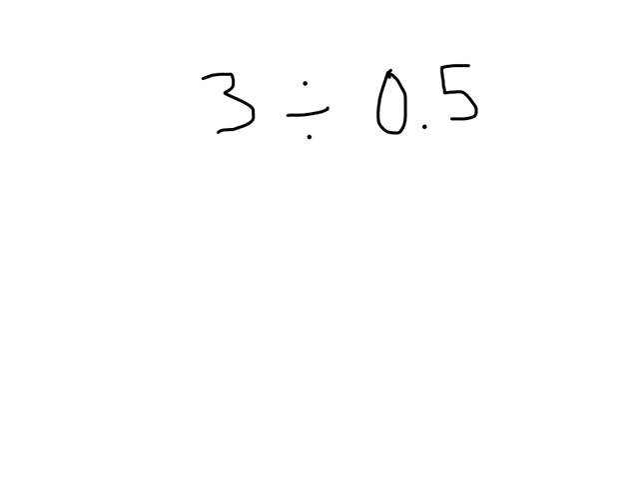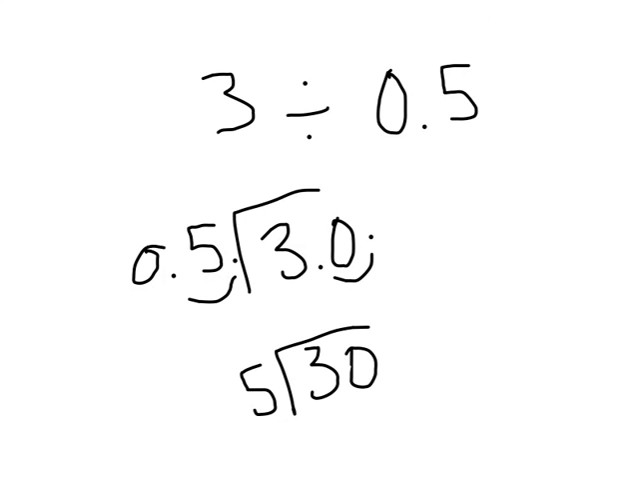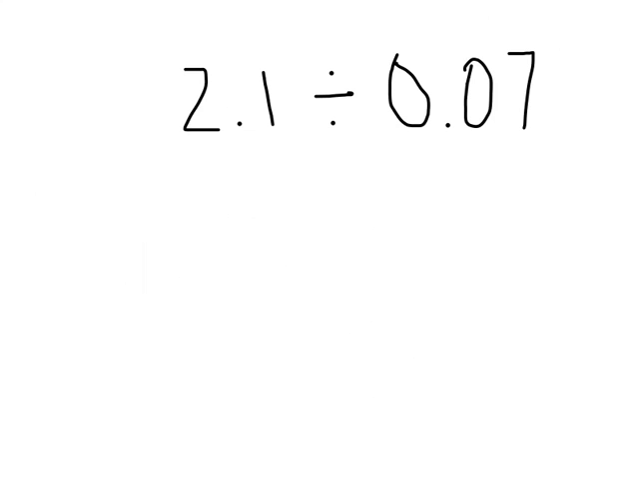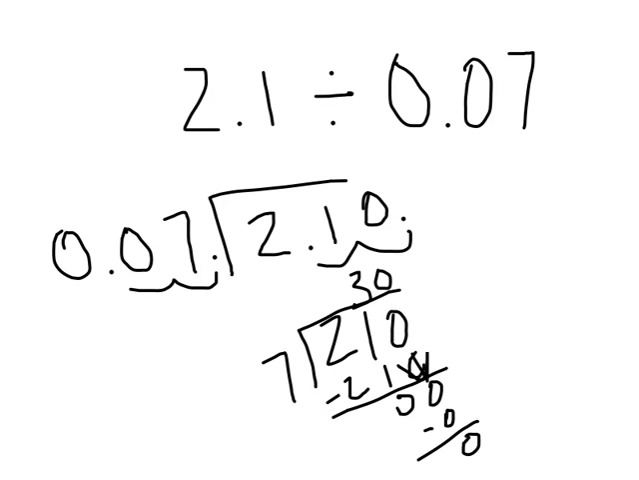Now try another one. What's 3 divided by 5/10? Let's see how you did. 3 divided by 5/10 is the same as 30 divided by 5. 30 divided by 5 is 6. So 3 divided by 5/10 is 6. Try one last problem. What's 2 and 1/10 divided by 7/100? Go ahead and solve that problem now.